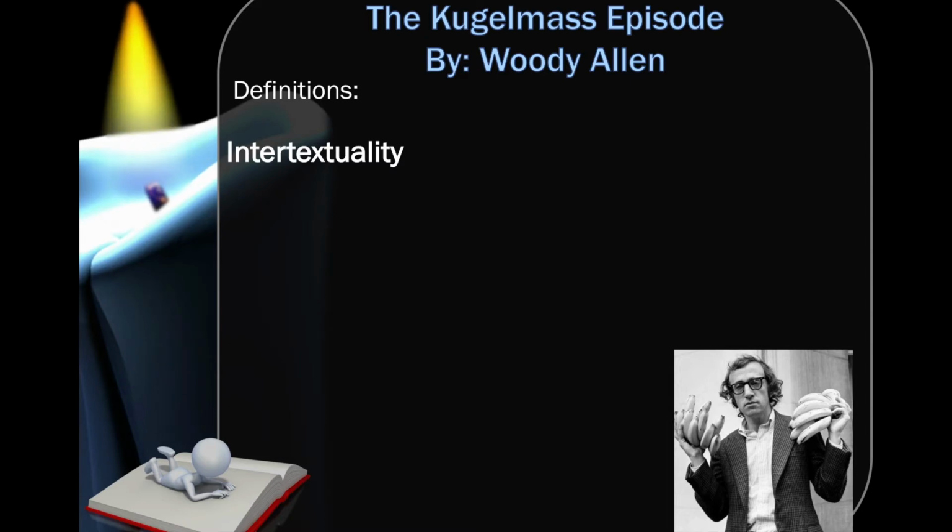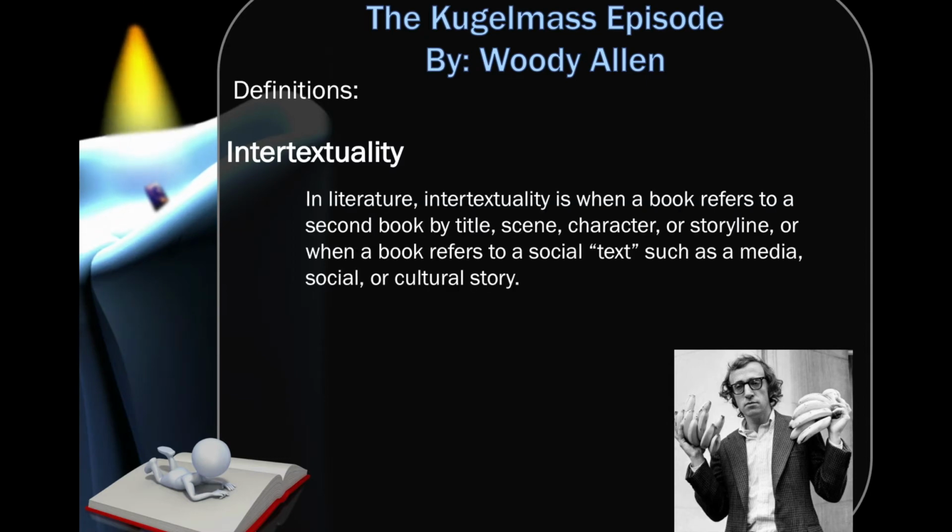Another thing you want to look for is intertextuality. This is when a book refers to a second book by title, scene, character, or storyline, or refers to a social text, such as media or a cultural story. So anytime you're reading a short story, where there's limited space, every word has meaning. Anytime they reference something like a movie, a magazine, a book, anything at all, you want to ask why. Why are they using this? And you'll see this in the Kugelmass episode.